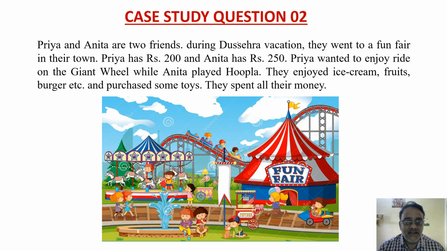Priya and Anita are two friends. During Dashera vacation, they went to a fun fair in their town. Priya has rupees 200 and Anita has rupees 250. Priya wanted to enjoy a ride on the giant wheel while Anita played hoopla. They enjoyed ice cream, fruits, burger, etc., and purchased some toys. They spent all their money. Now, based on this, let us start with the questions.